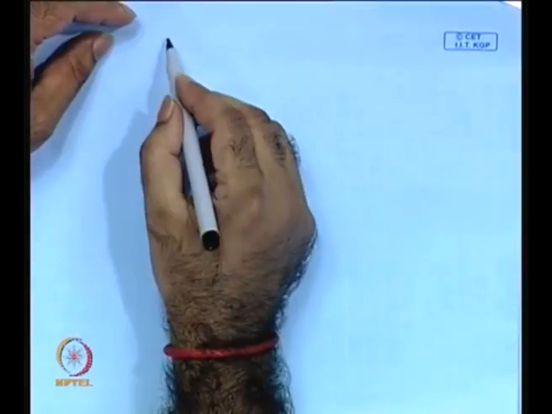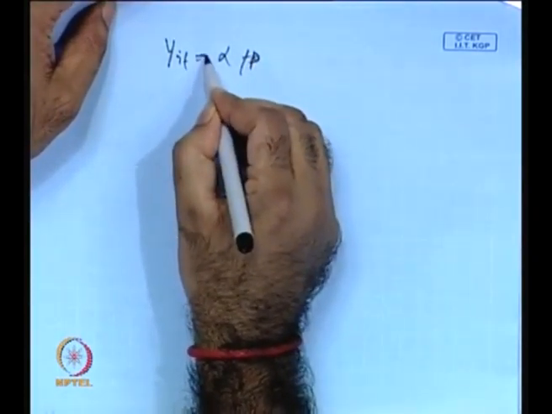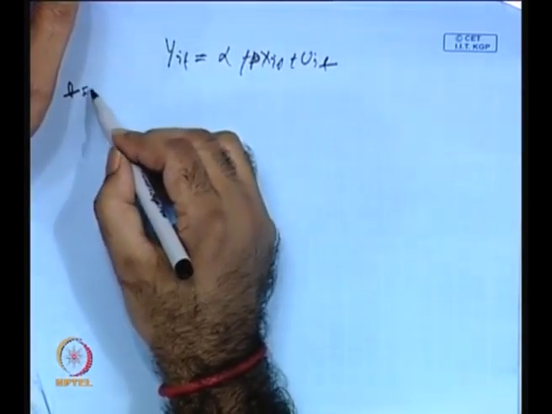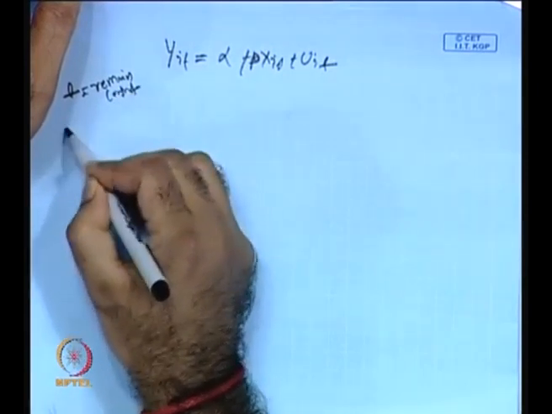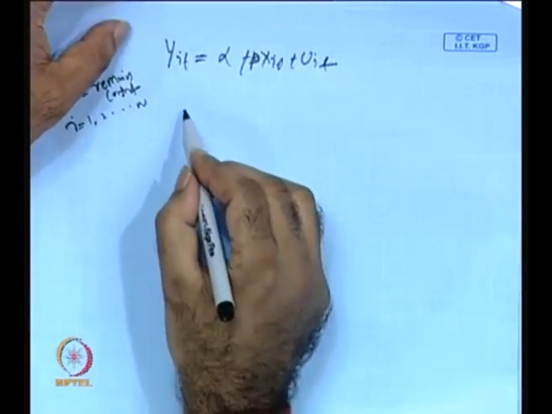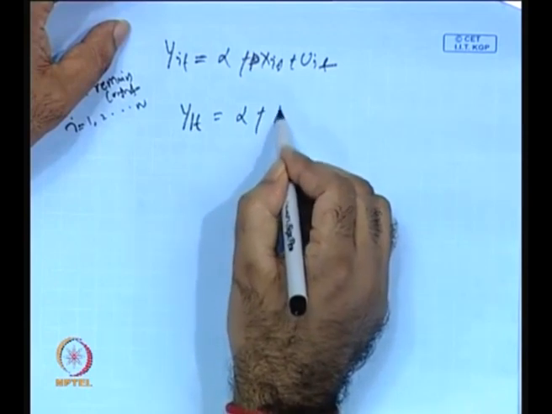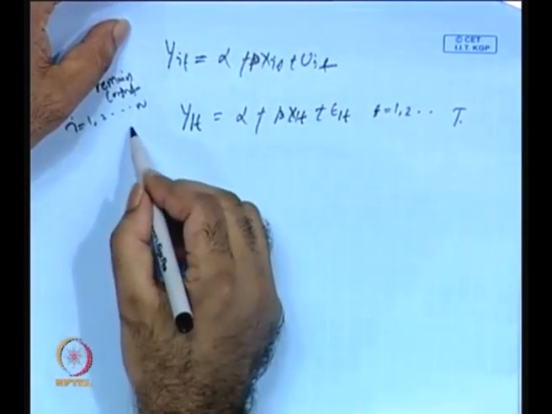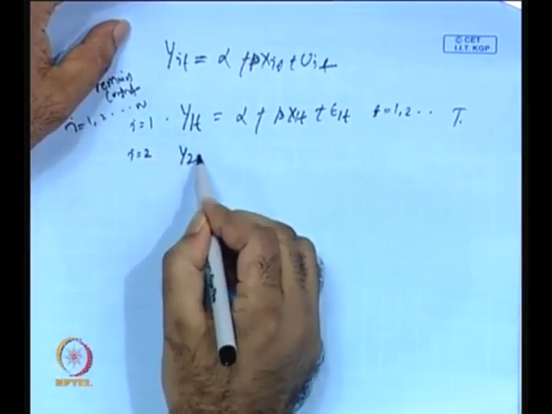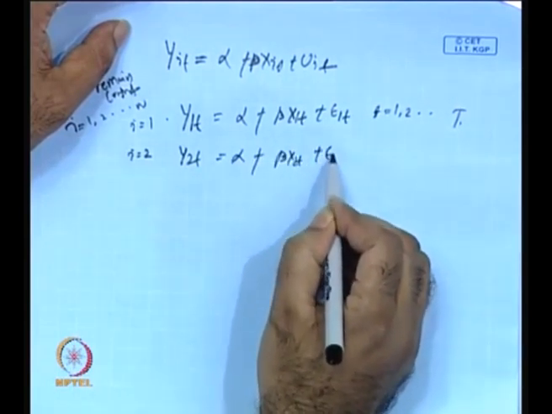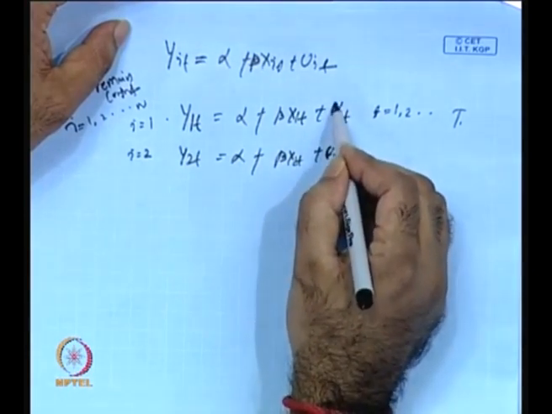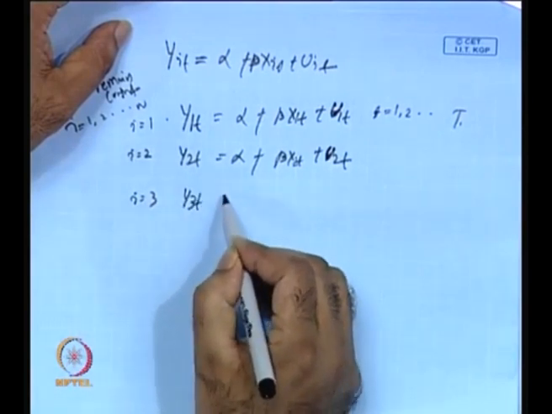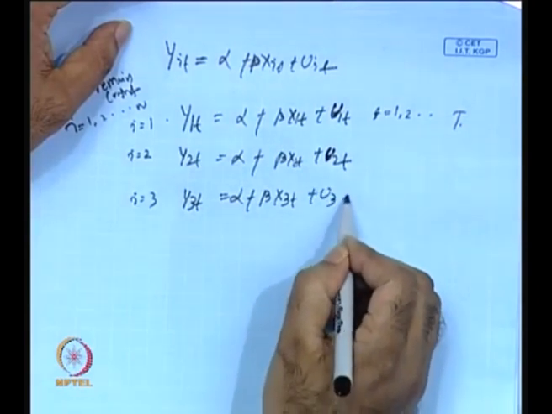Okay, so now with the same structure you start with, y_it equal to alpha plus beta x_it plus u_it. When t remains constant and i varies 1, 2 up to n, then what is the setup? The model will be y_1t equal to alpha plus beta x_1t plus u_1t, where t equals 1, 2 up to T. So this is the first case. When i equal to 1, this is the structure. When i equal to 2, then y_2t equal to alpha plus beta x_2t plus u_2t. Then when i equal to 3, y_3t equal to alpha plus beta x_3t plus u_3t. This is how it proceeds.